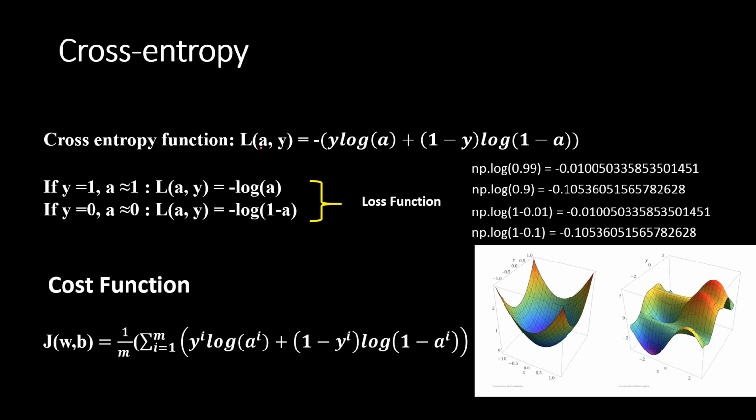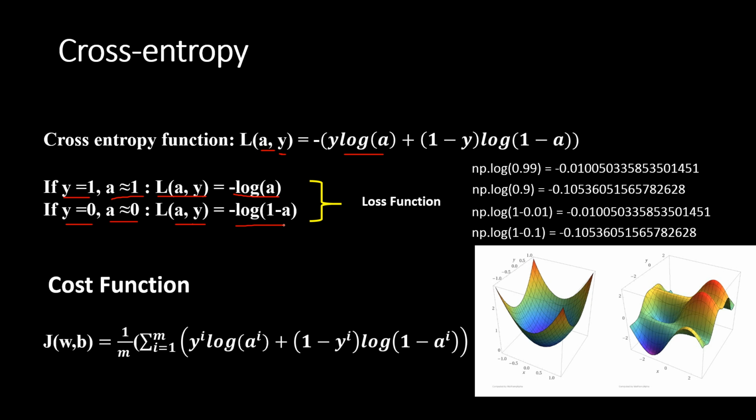So the loss or error between the predicted value a and the actual value y will be given by minus y log a plus 1 minus y log 1 minus a. Now if y is 1, it's a binary classifier, the goal will be that a is very close to 1. So the loss function simply becomes minus log a. And if y is 0, the goal will be that a is very close to 0. So the loss function L(a, y) becomes minus log 1 minus a.